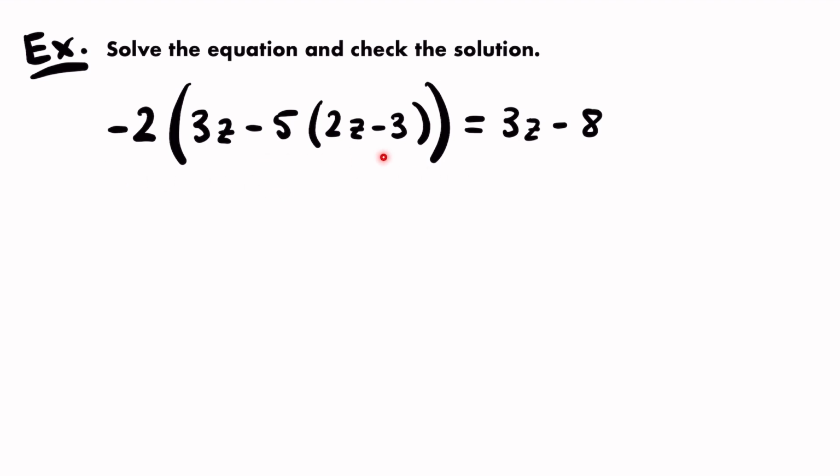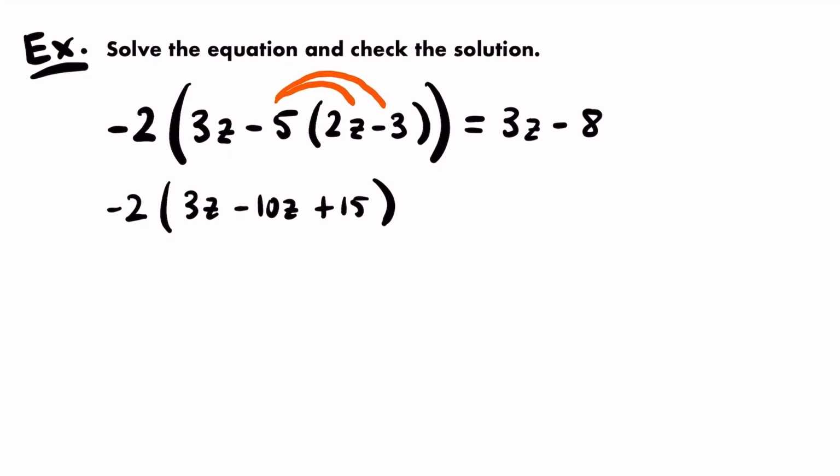And I'm going to pick the inside here, okay? We can get rid of this set of parentheses by multiplying -5 by both of these two terms. We'll multiply -5 by 2z and -5 by -3. So here's what we'll have. -2 times 3z plus -5 times 2z. -5 times 2 is -10, so we have minus 10z. And then we'll add that to -5 times -3, which is positive 15. Okay, once again, we multiplied -5 by 2z and -5 by -3.